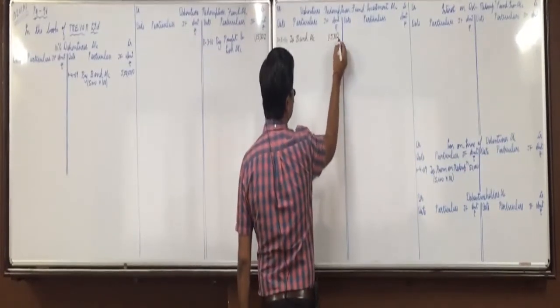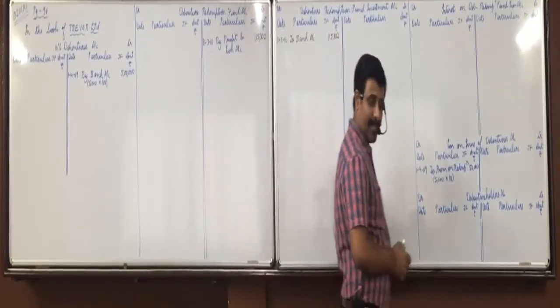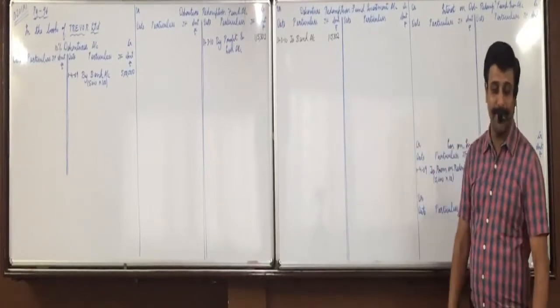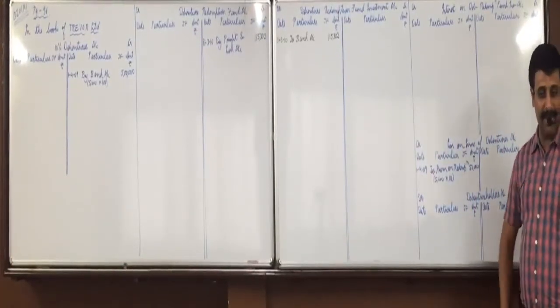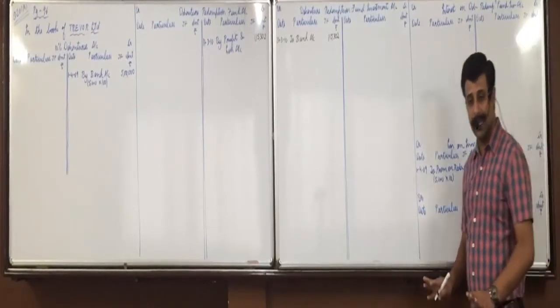What you are doing is the calculation of interest. Here we are investing the money right now, okay? Before investing, you cannot earn interest. So to bank account 115,302. First year's accounting is done.